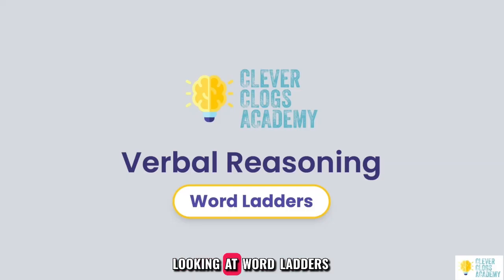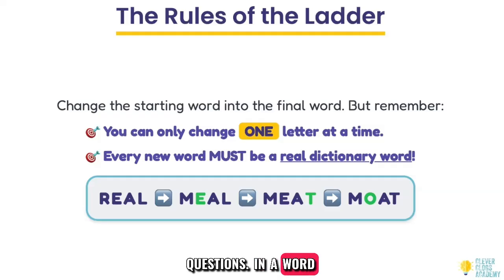Today we will be looking at word ladders questions. In a word ladder, your mission is to change the starting word into the final word. But there are two very important rules you must follow. Rule number 1, you can only change one letter at a time. Rule number 2, every single new word you make must be a real dictionary word.